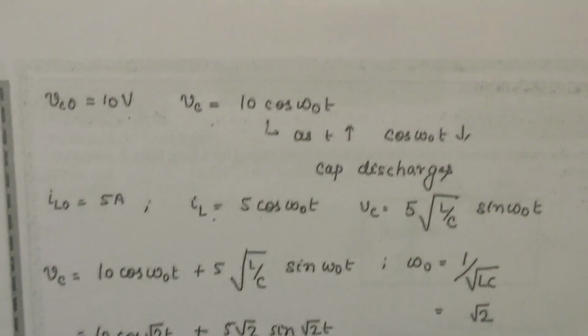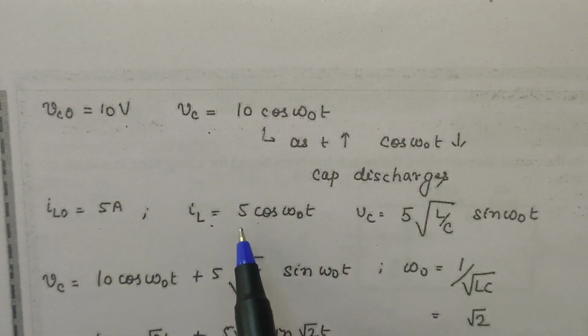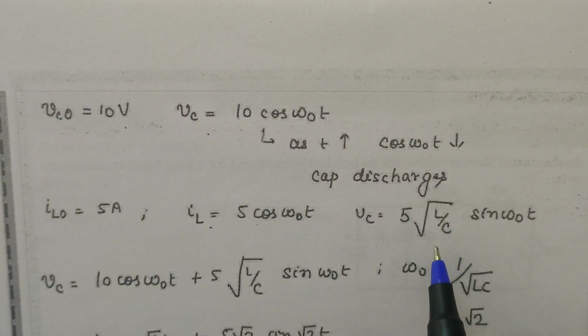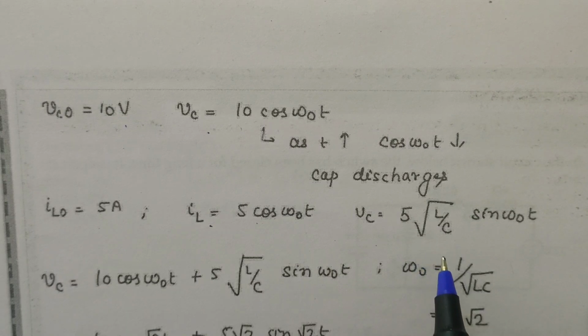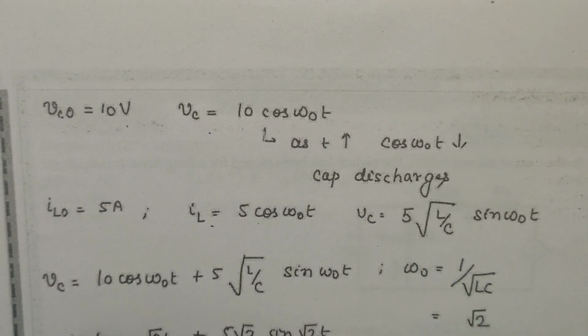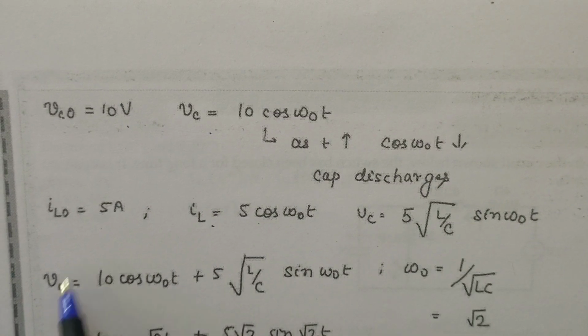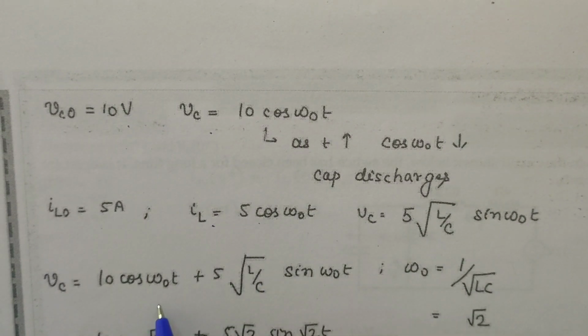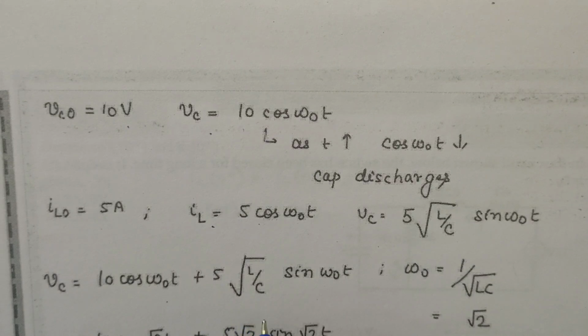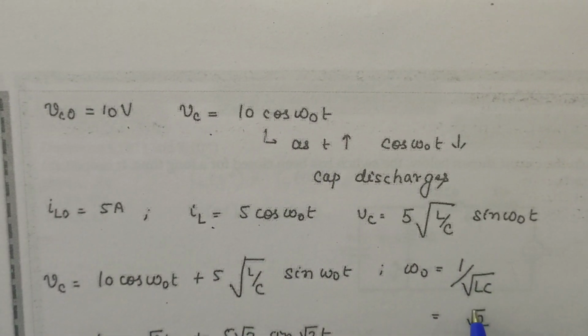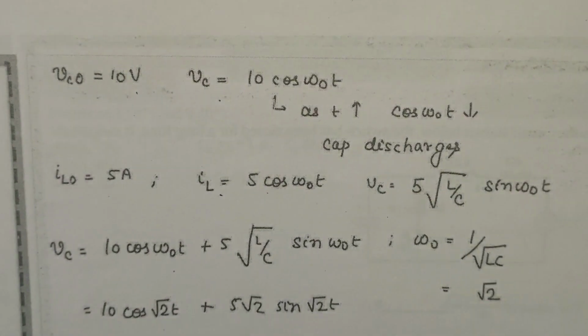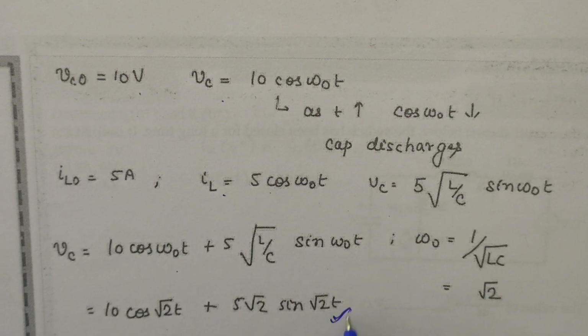With the inductor current, without source, it is 5 cos omega t, and you will find the capacitor voltage as 5 into root L by C into sin omega naught t. Now you will add the first equation and the second equation. Voltage across the capacitor is equal to 10 cos omega naught t plus 5 into root L by C into sin omega naught t. You will substitute those values where omega naught is 1 by root LC, and you will get the answer like this.